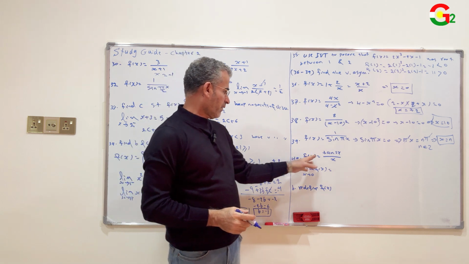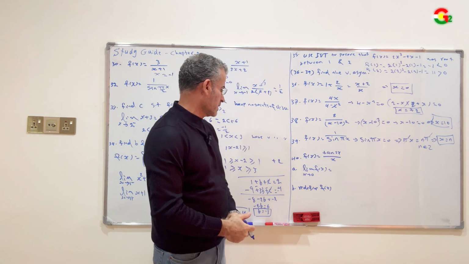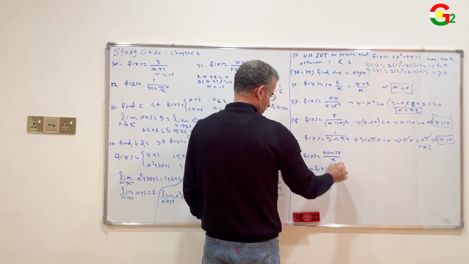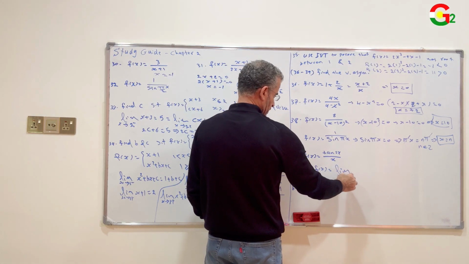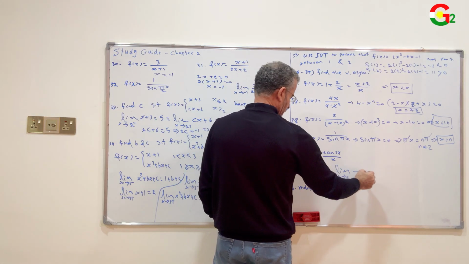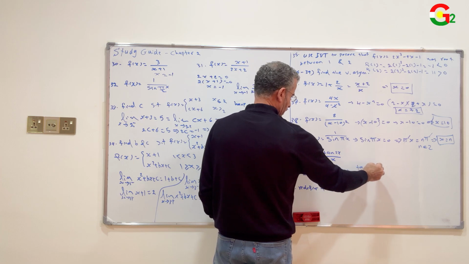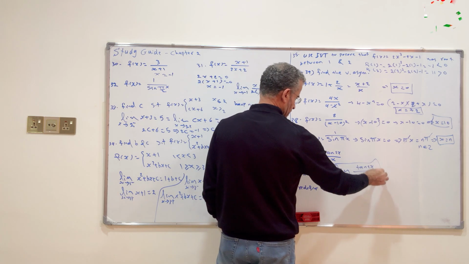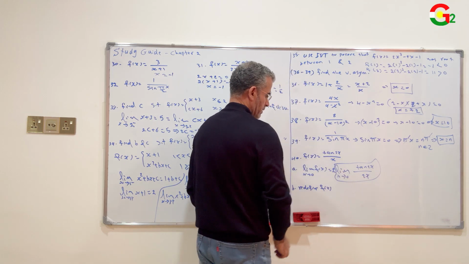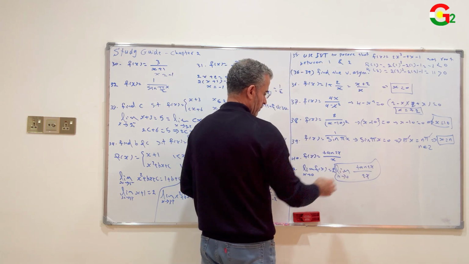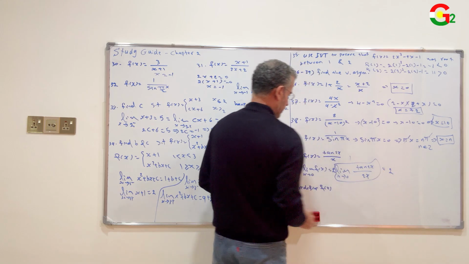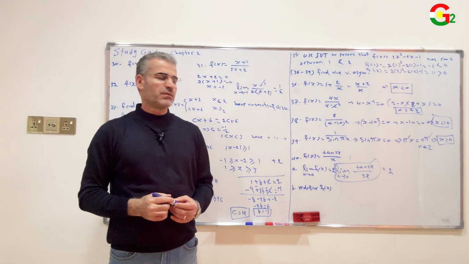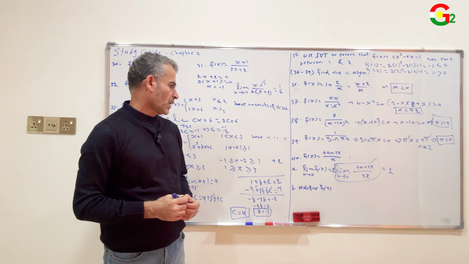Question number 40, f of x equals tan 2x over x. Find the limit. The limit of this function is the limit as x approaches 0, multiply by 2 and divide by 2, tan 2x over 2x. Since this limit equals 1, then the value of this limit is 2.